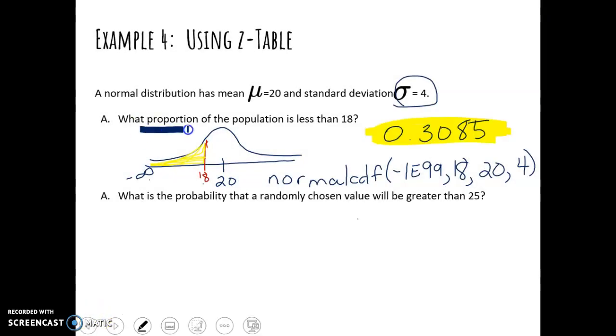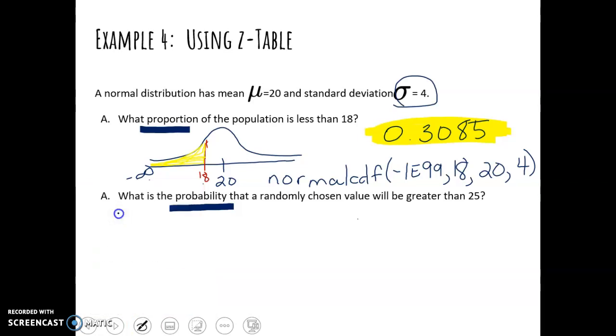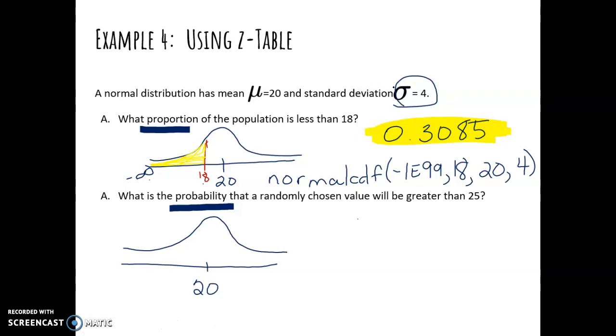Okay, so that one asks what's the proportion. So we already said proportion is the area underneath the normal curve. Well, this one says what's the probability that a randomly chosen value will be greater than 25. So again, we go back to finding the area under the normal curve. So here's the normal curve again, with the mean labeled as 20. Standard deviation is still 4. We want the value that's greater than 25, so here's 25 about here. Greater would be in this direction. So the left boundary is 25. The right boundary keeps going on forever, so that's infinity.